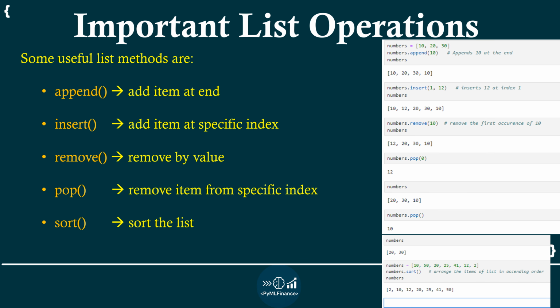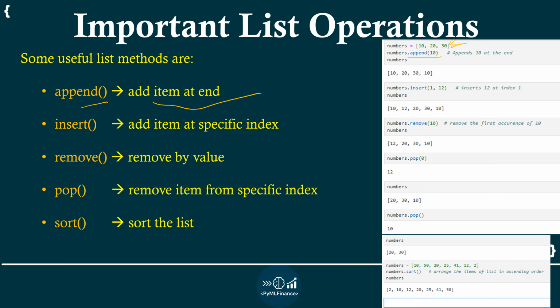I will discuss some important list operations. Some useful list methods are like append, which is used to add an item to the list at the end. Let's say you have a list with 10, 20, and 30, and you want to add 10 at the end of the list, so you can use the append method of the list.